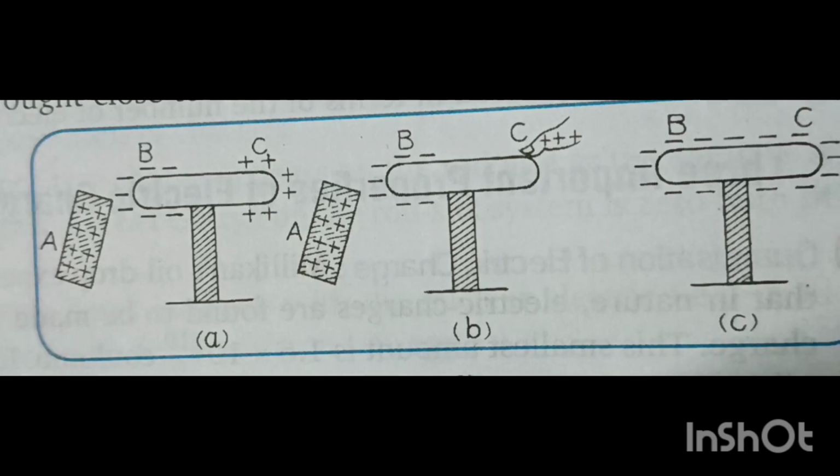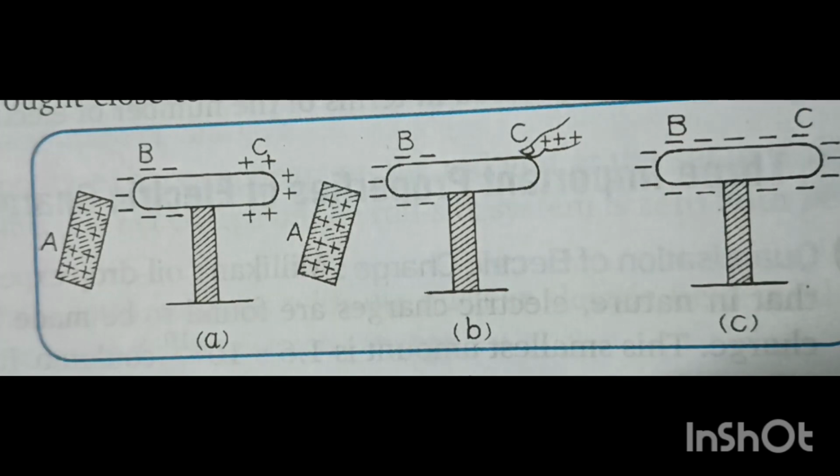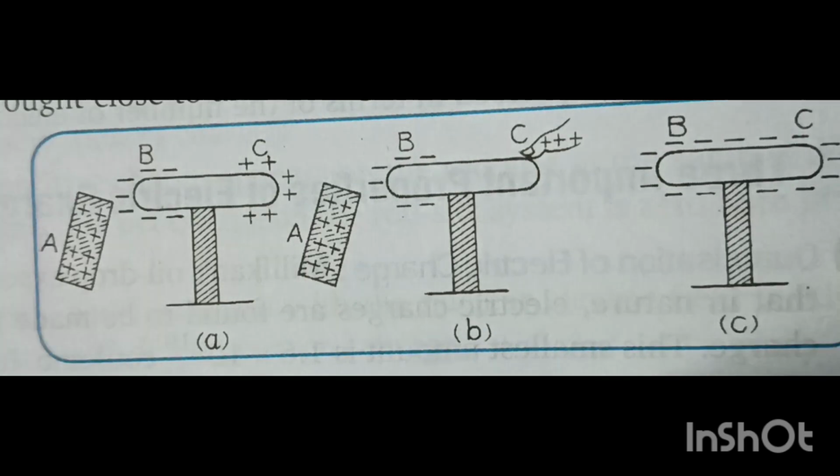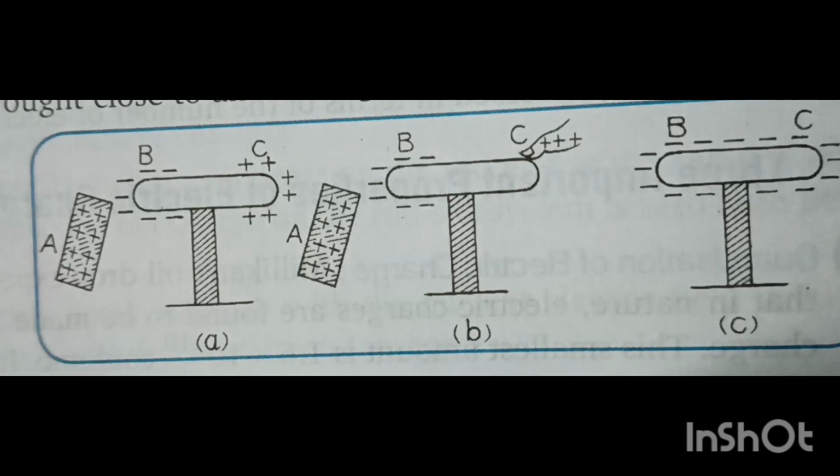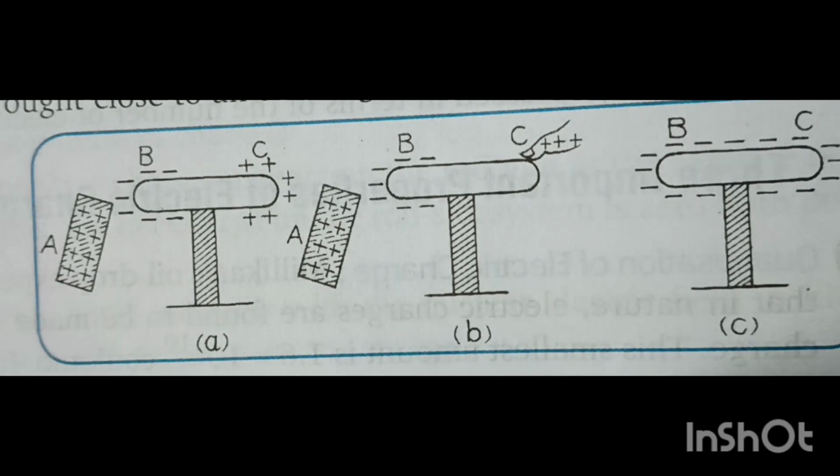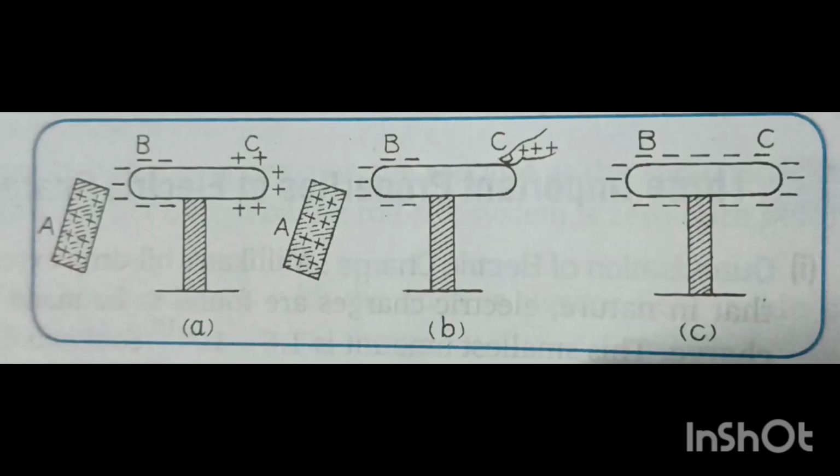If we bring that positively charged plate near the uncharged body, then in the first figure, negative charges are coming to the left side. Why? Because the positive charges in body A will attract the negative charges. So the negative charges would come on the side of B. If the negative charges are accumulating on B, then the positive charges would go and accumulate on C. That is the first case.